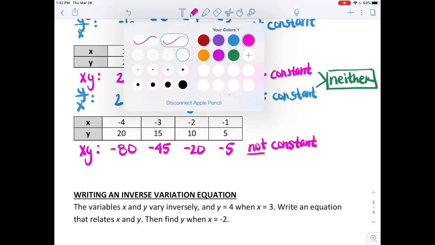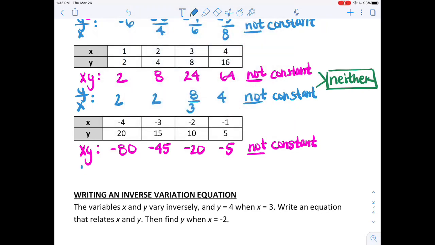All right, let's go ahead and do our quotient, y over x. I get 20 divided by negative 4, y over x is negative 5. 15 divided by negative 3, negative 5. Negative 5, negative 5 when I continue that out. And so this is a constant value all the way across. So that means that we have a direct variation.